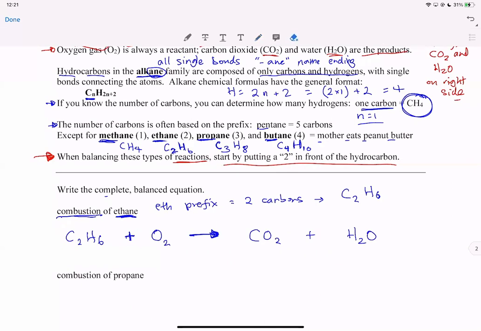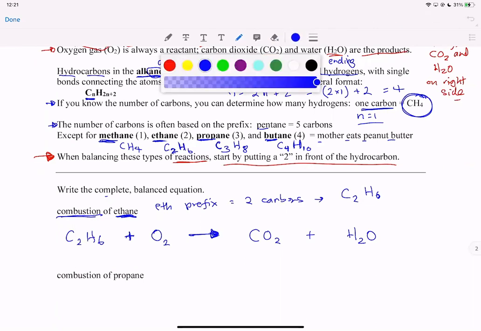So on the right side of the arrow, it doesn't matter if you write CO2 first or H2O first, as long as they're both on the right side of the arrow. Same thing for the left side. It doesn't matter if you write C2H6 first or O2 first, as long as they're both on the left side of the arrow. So you have the left side, which is different from the right side.